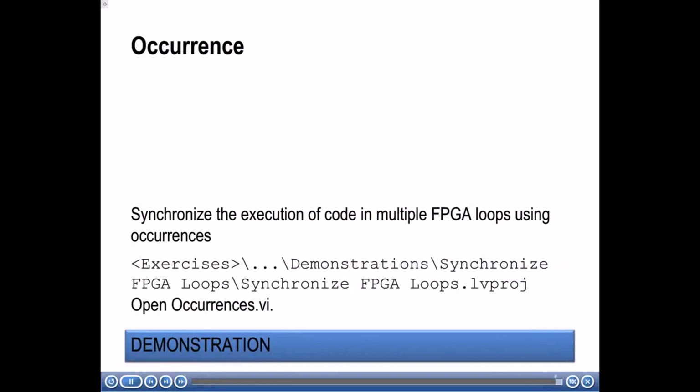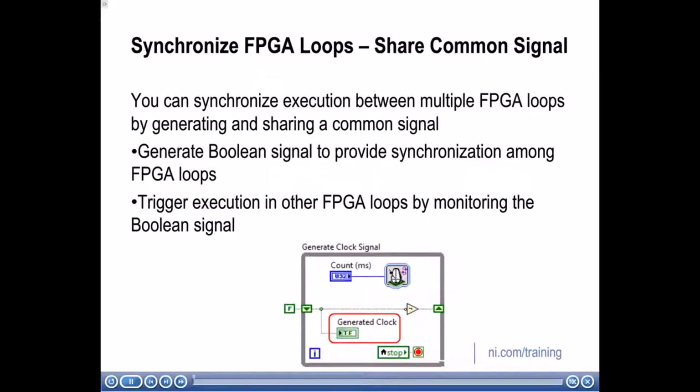Now you can synchronize FPGA loops using occurrences. Next, we will synchronize FPGA loops by sharing a common signal. In the previous section, we synchronized FPGA loops using occurrences. By the end of this module, you will be able to synchronize FPGA loops by sharing a common signal.